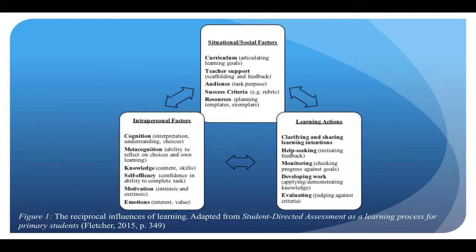From an intrapersonal perspective, students' and teachers' cognition, so their interpretation, their understanding and their choices, was a significant aspect. Their metacognition, their ability to reflect on choices and their own learning. Their knowledge in respect to both content knowledge and skills. Their self-efficacy, so the confidence in the ability to complete the task, as well as motivation. So the intrinsic and the extrinsic factors, and the interest and values as emotional factors. Those were key, so again, from this particular theoretical lens, those things stood out and I made sense of them by thinking of them as intrapersonal factors.